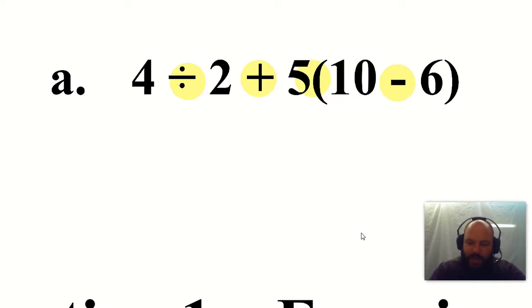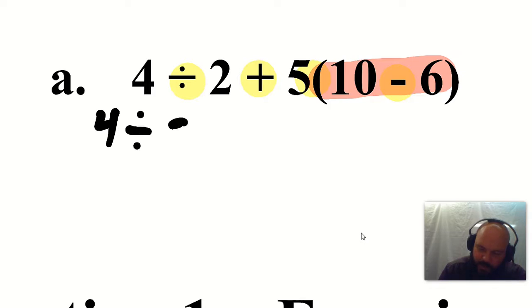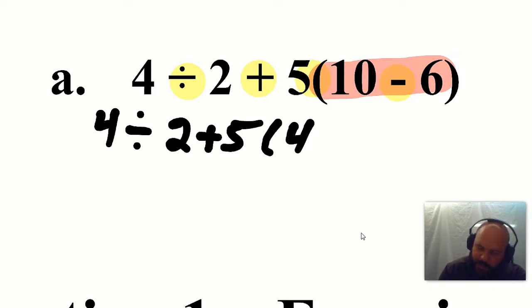PEMDAS says P, parentheses, and we do have a set of parentheses there. So that tells us that we need to do 10 minus 6 first. So we are going to leave it as 4 divided by 2 plus 5, and then 10 minus 6 turns into 4. We only changed one thing.